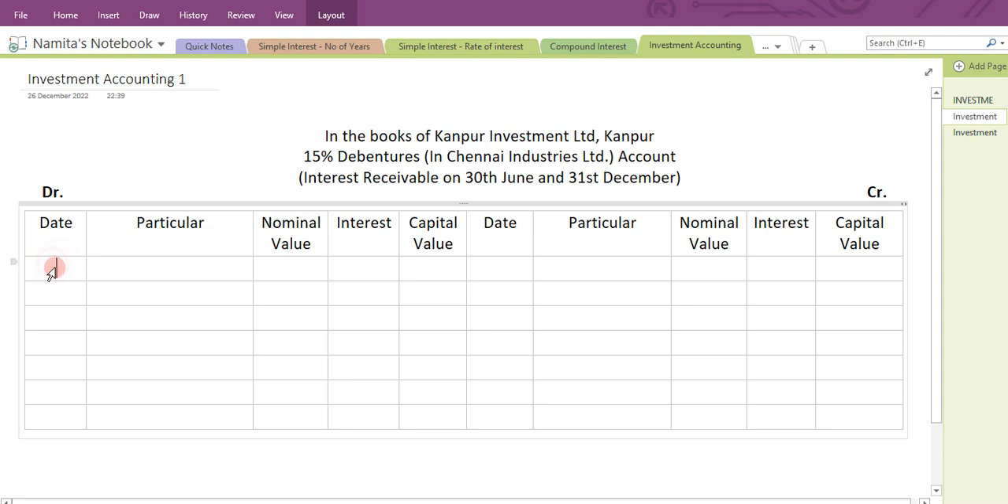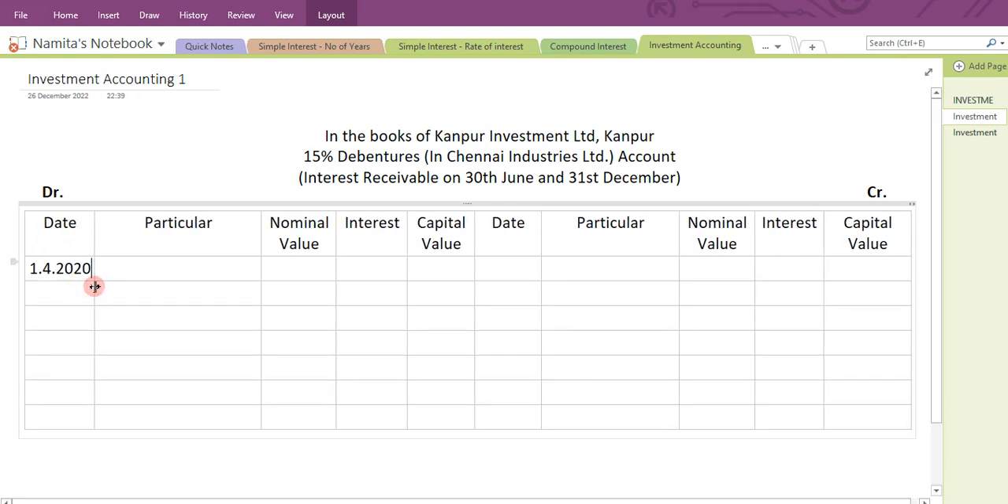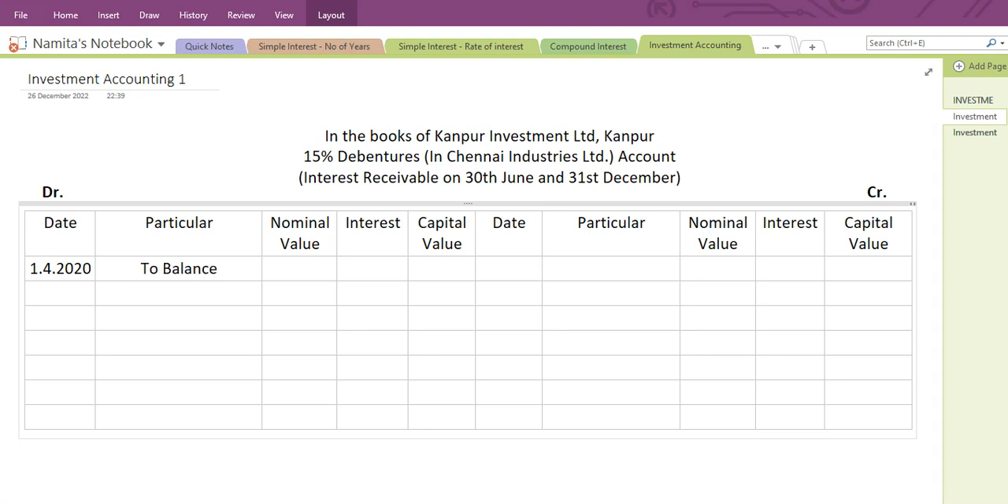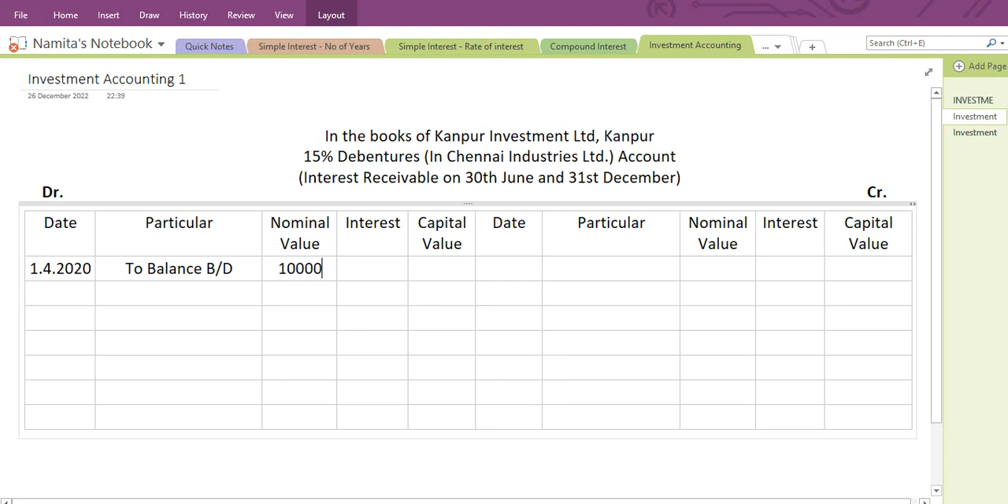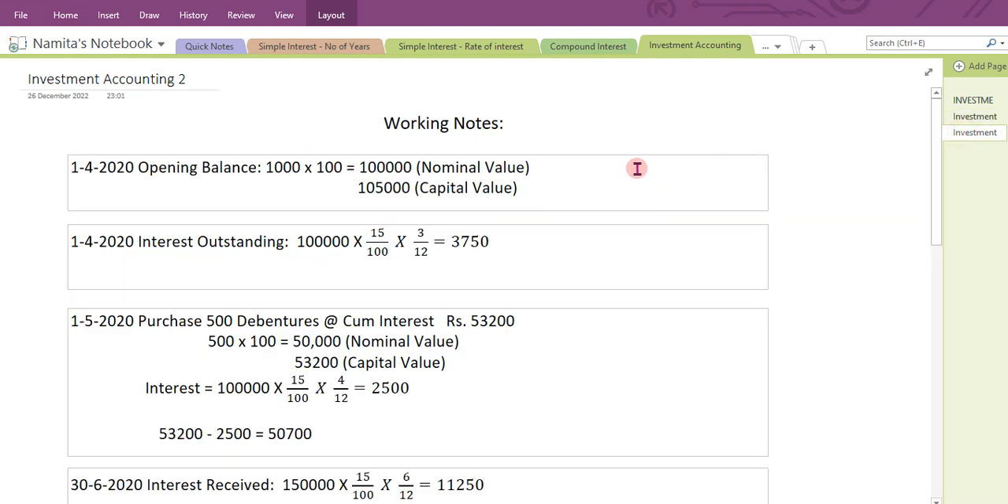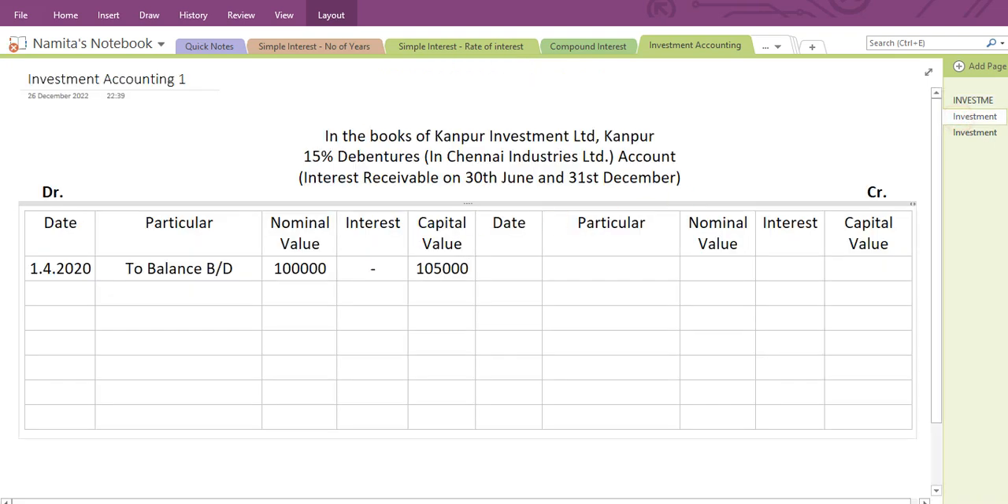This entry you will pass on the debit side. Why? Because it is the opening balance. So 1st April 2020, to balance brought down, because this is the opening balance. Now, the nominal value is 1 lakh. Interest on the opening balance is not there; we will calculate it next. Then the capital value is 1 lakh 5,000. See, in the question it is given 1 lakh 5,000.